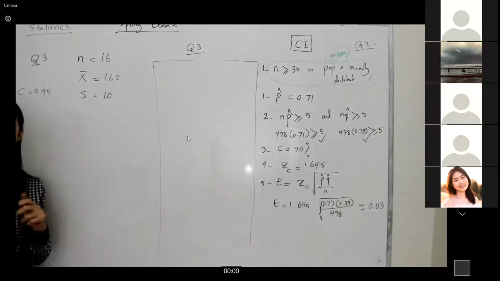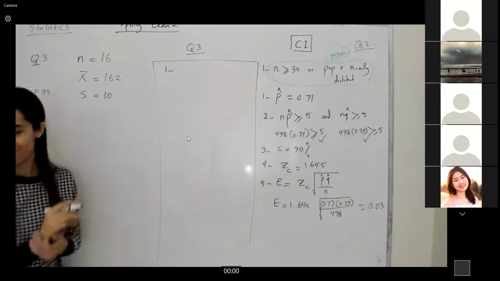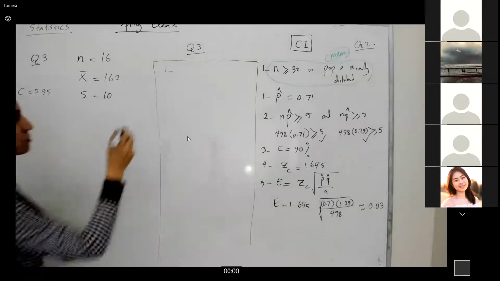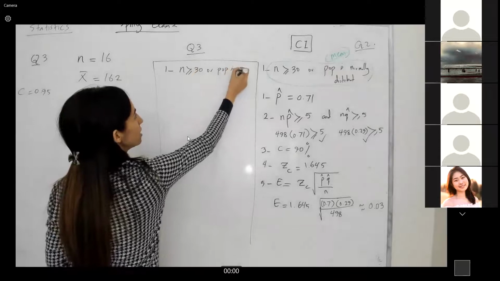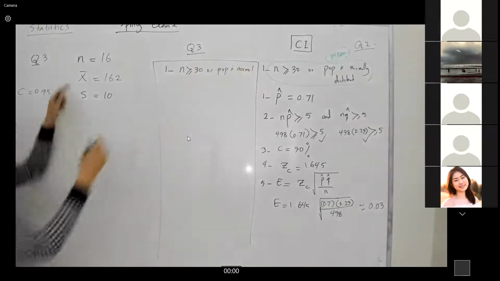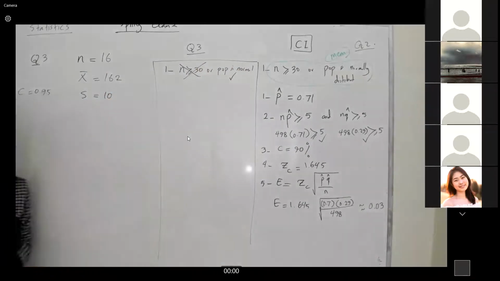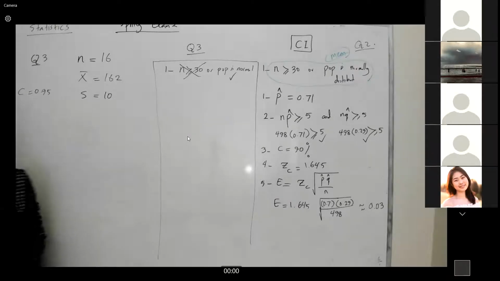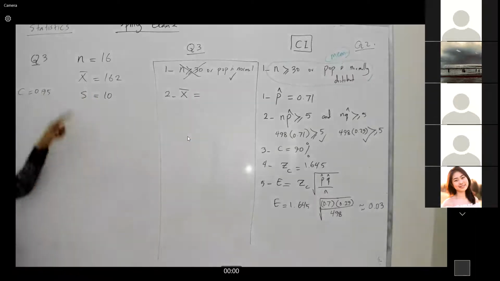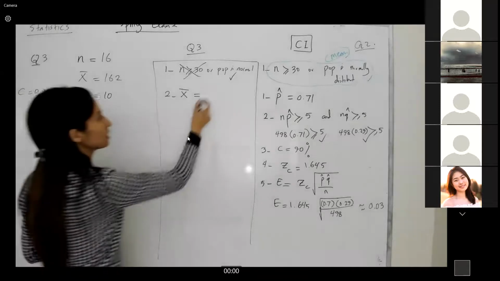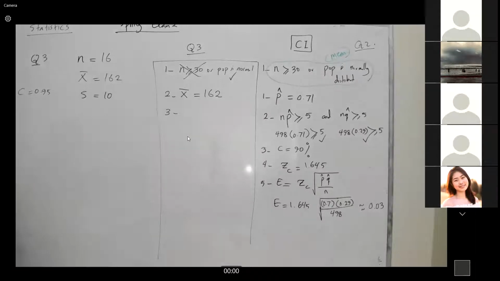We're constructing a confidence interval. What's the first step? Step 1. N is greater than or equal to 30 or population is normal. Is N greater than or equal to 30? No. But population is normal. We know about that. Step 2. Point estimate. It's given to us, 162. Next step.